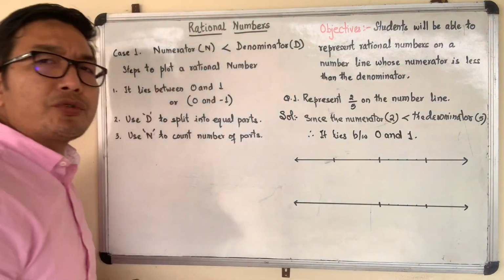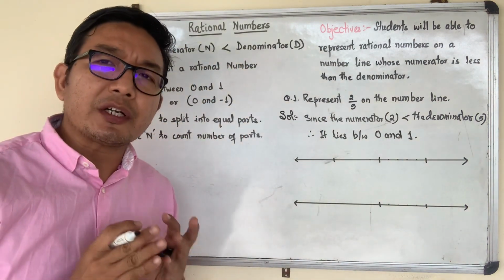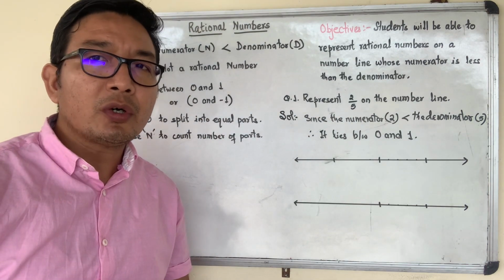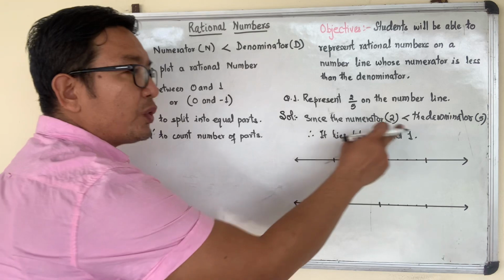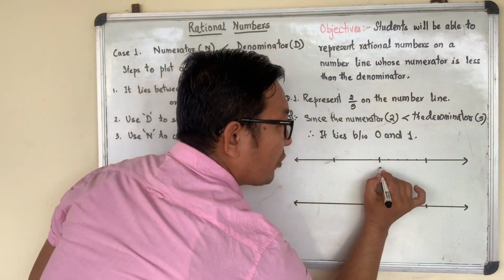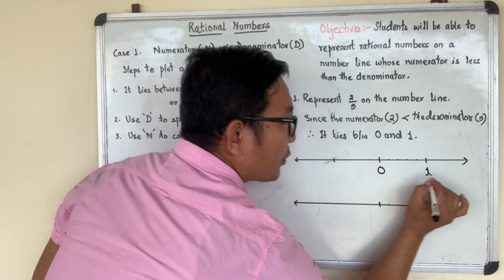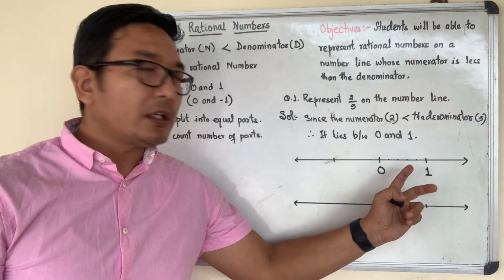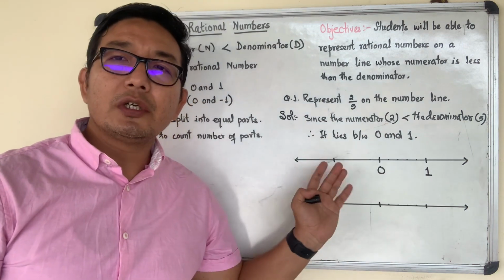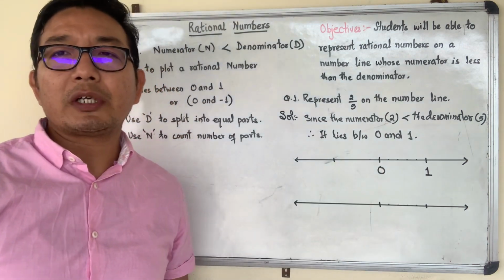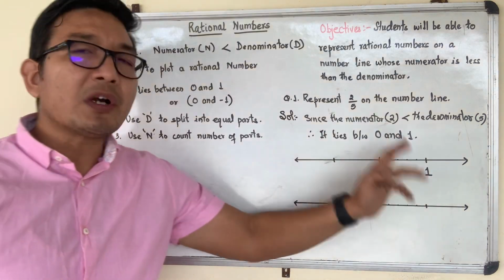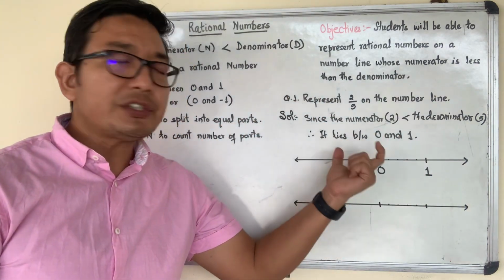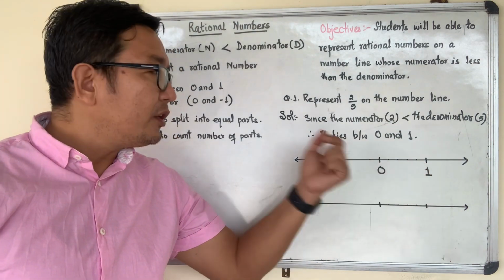So in this example it lies between 0 and 1. We need to draw this number line such that only 0 and 1 are plotted. We plot 0 and 1, and the number lies between 0 and 1.